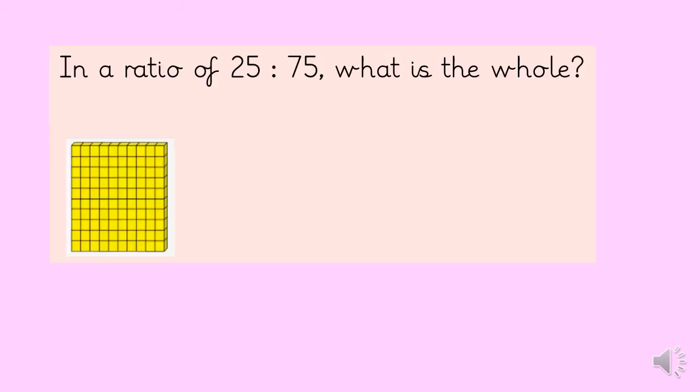When we start to use our knowledge of ratio to make calculations, it's important you know what the whole is for a particular ratio. So in a ratio of 25 to 75, what is the whole? Pause the video and have a think about the answer. If we have a ratio of 25 to 75, the whole amount, or the total of those two numbers, must be 100. 25 plus 75 is 100.